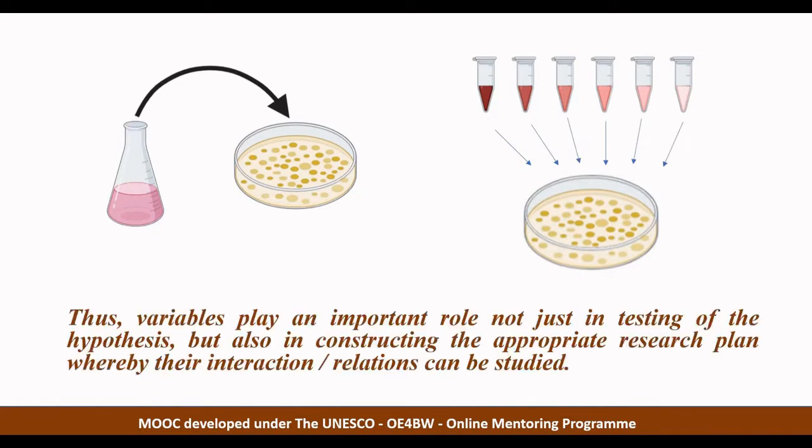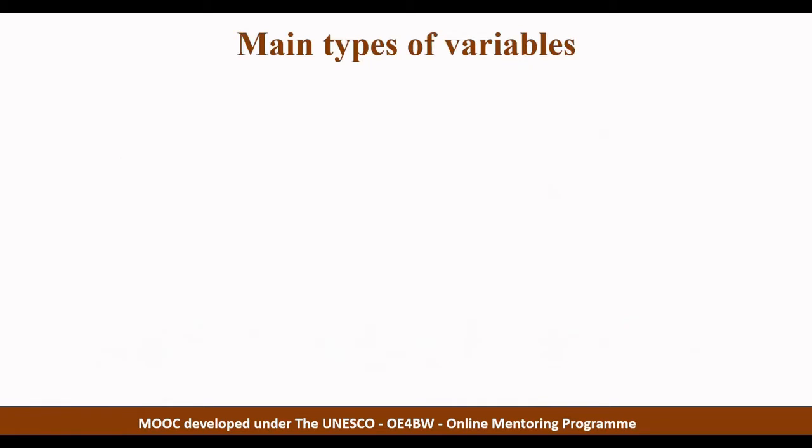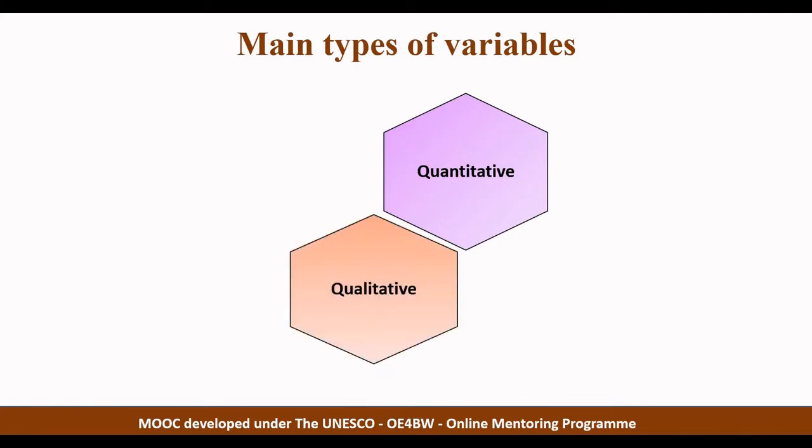Thus, variables play an important role not just in testing of the hypothesis but also in constructing the appropriate research plan whereby their interactions or relations can be studied. Thus, we can define variable in the context of scientific research methodology as a characteristic that can take different values, at least two. There are two categories of variables based on the measurements related to testing the hypothesis that can be made using these: quantitative variables and qualitative variables.